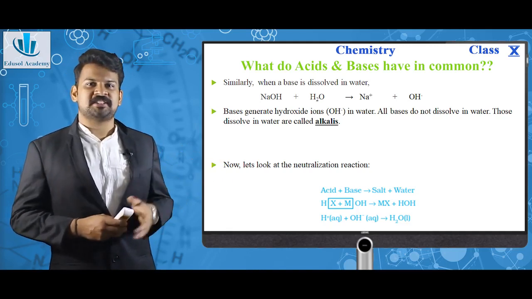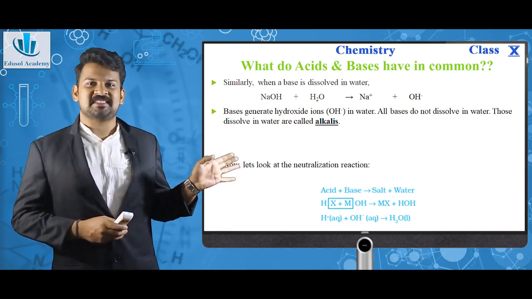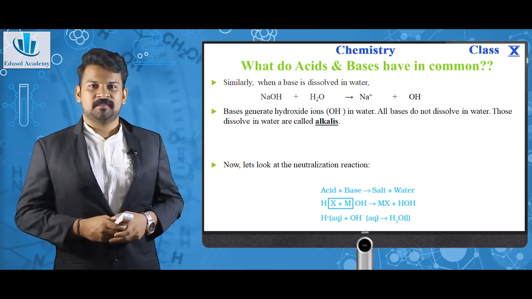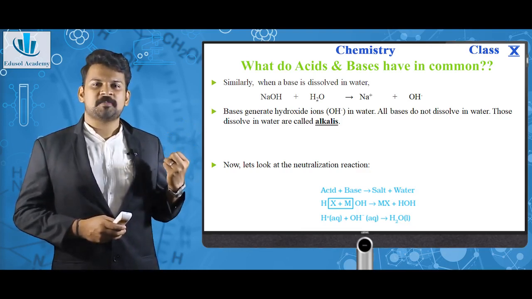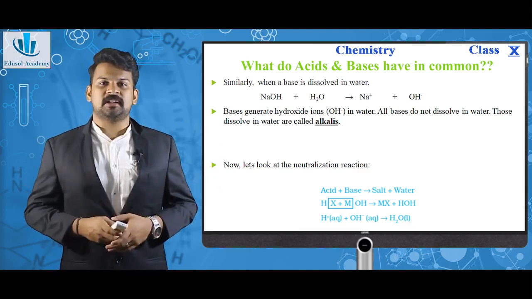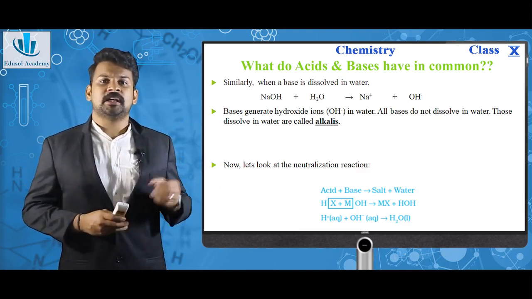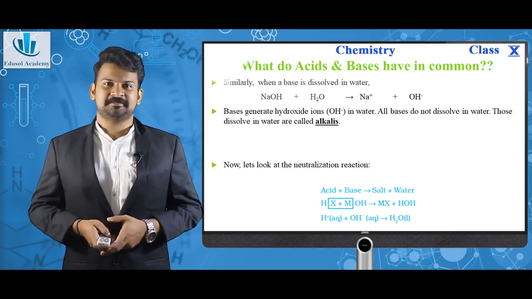HX plus MOH gives MX plus HOH, which means H plus and OH minus give H2O. The hydrogen ion H plus from the acid and the hydroxide ion OH minus from the base combine together to form H2O, which is water. We get this in the neutralization reaction as a product of the acid plus base reaction.